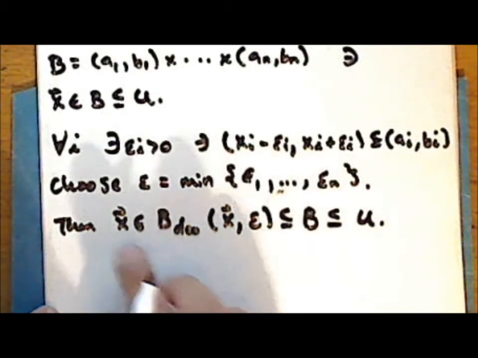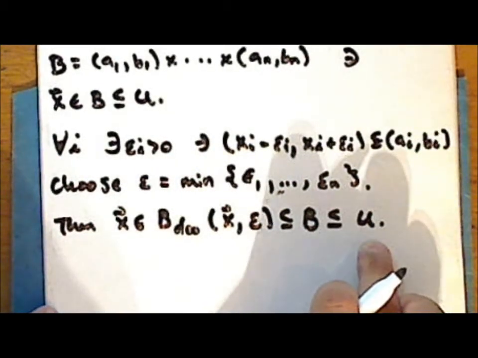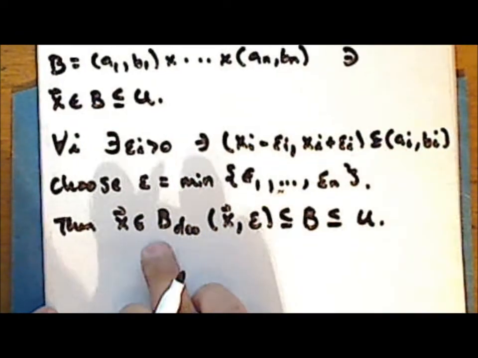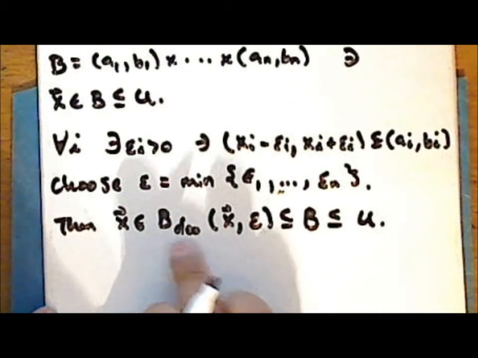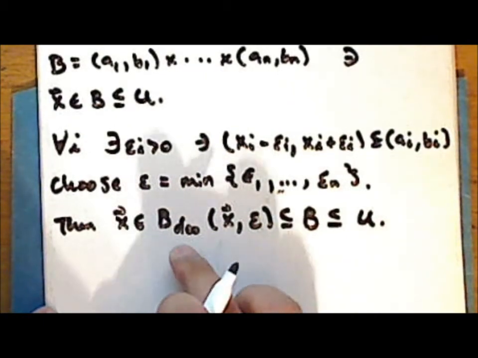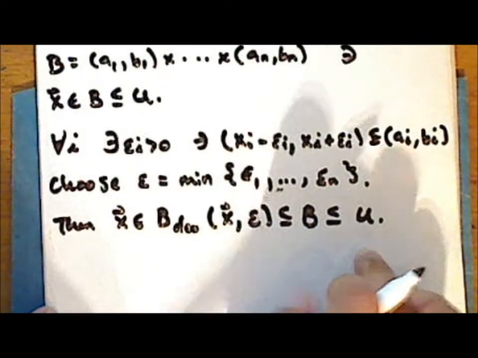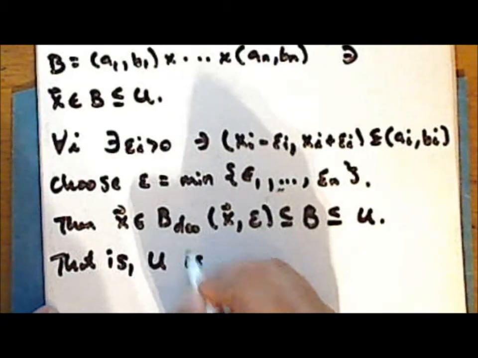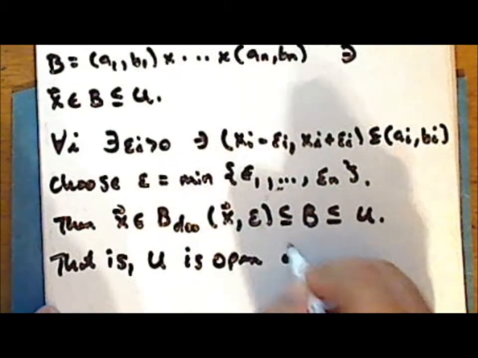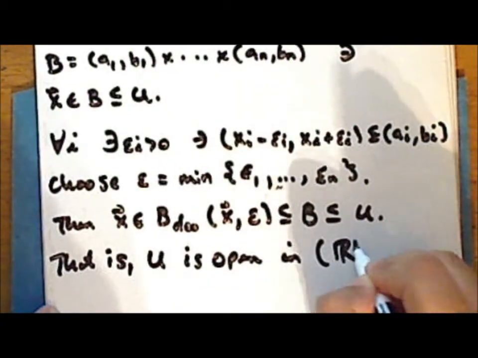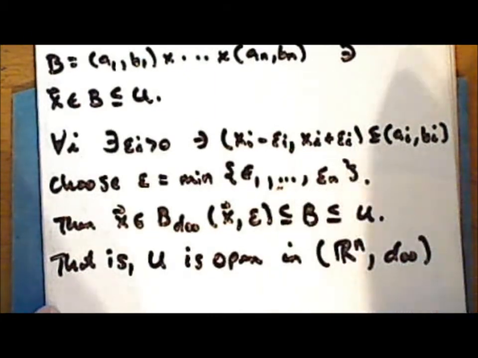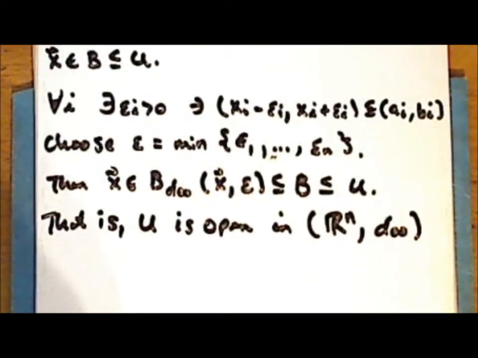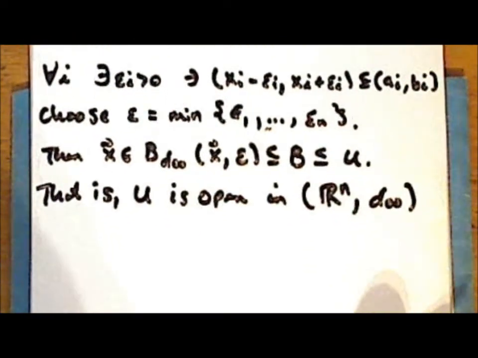So in other words, for each open set in the product topology, there exists an open ball in the square metric that contains that point and is a subset of the set U. That is, the set U is open in the topology generated by the square metric. So every open set in the product topology is open in the topology generated by the square metric.